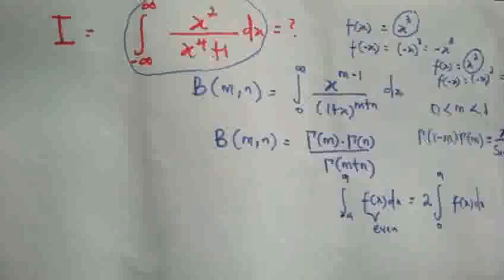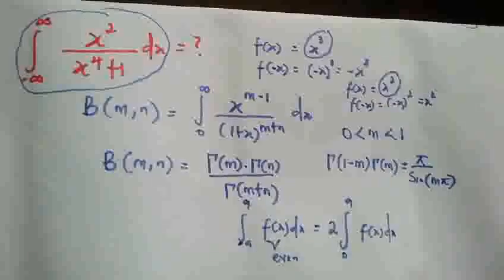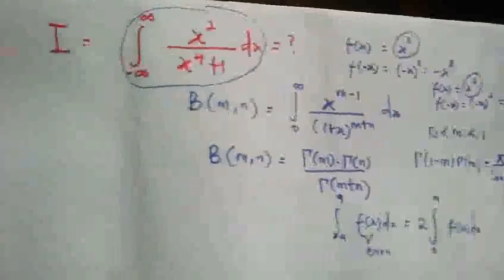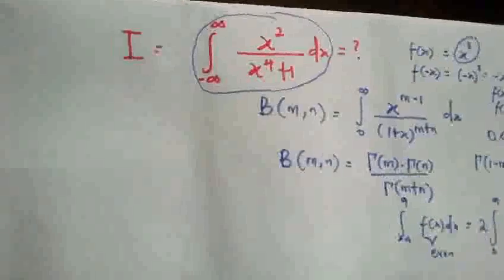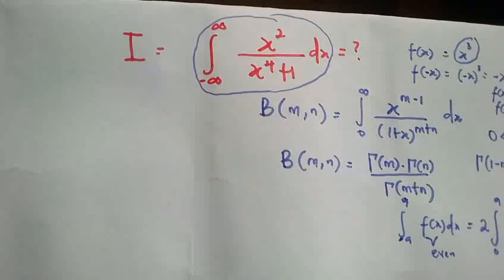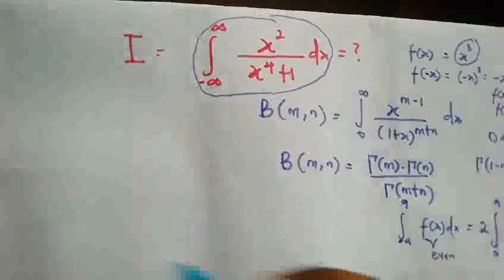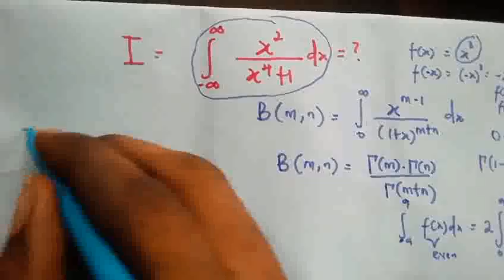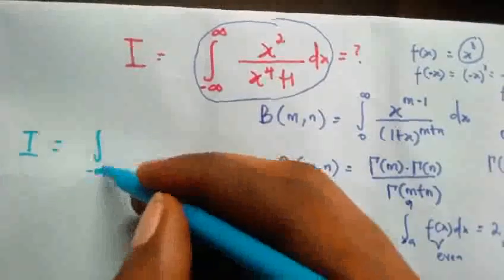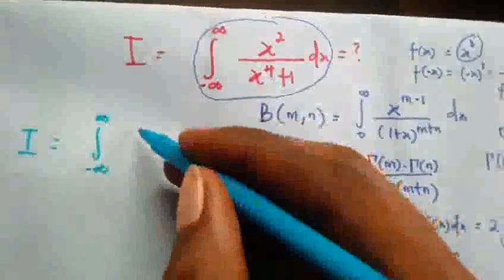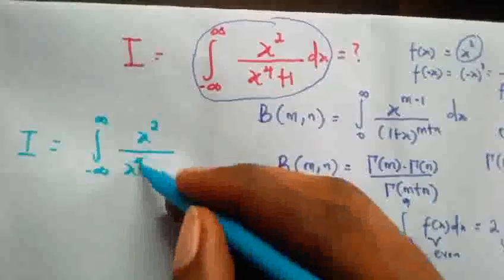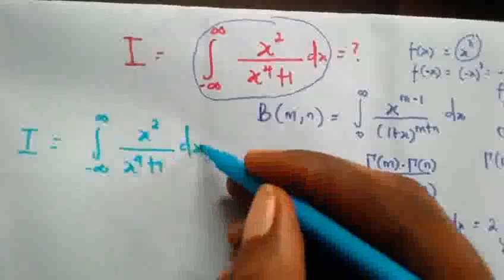Now we're going to use the following ideas to solve this problem. Now let's move to the integral problem. Now we have I equal to the integral from negative infinity to positive infinity of x raised to power 2 all over x raised to power 4 plus 1 dx.